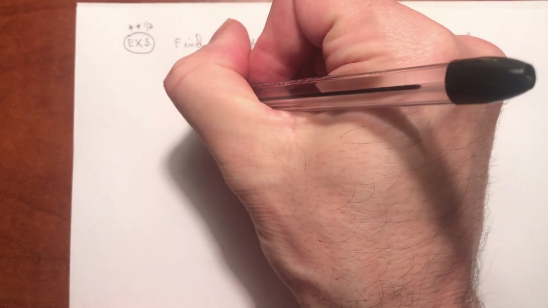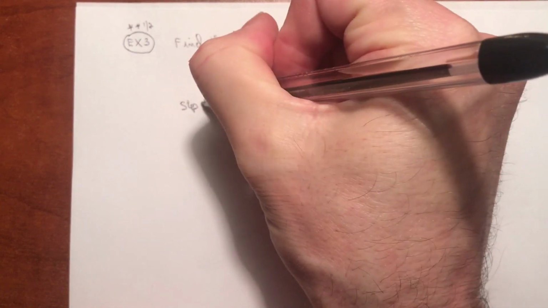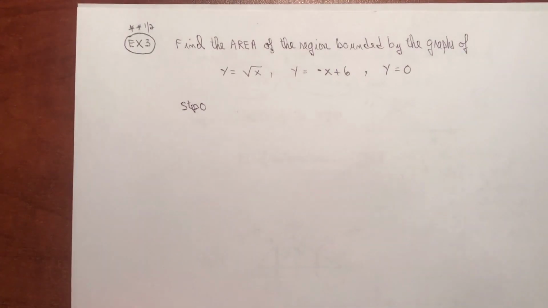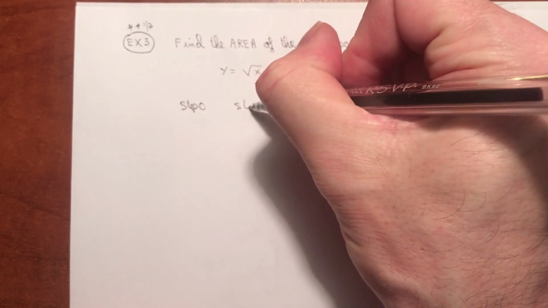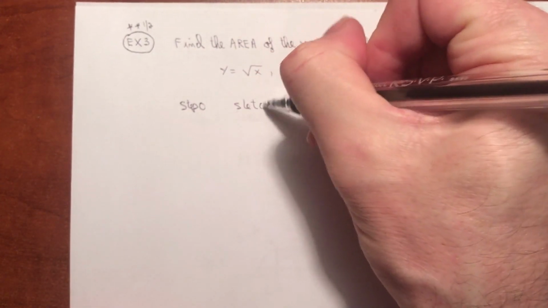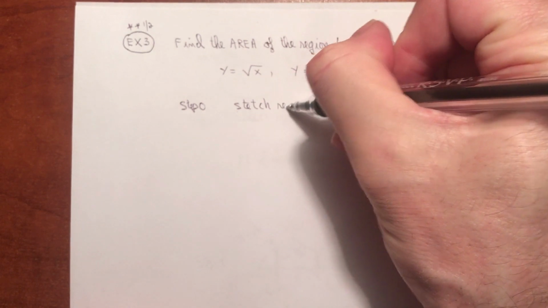So step 0 is going to be to actually do what? What do we need to do to begin this problem? Well, if you remember, the formula for the area between curves is the integral of y high minus y low. So the best way to figure out what is the y high and the y low is to actually sketch the graph of the region. So basically, this is what we're going to do. Sketch the region.